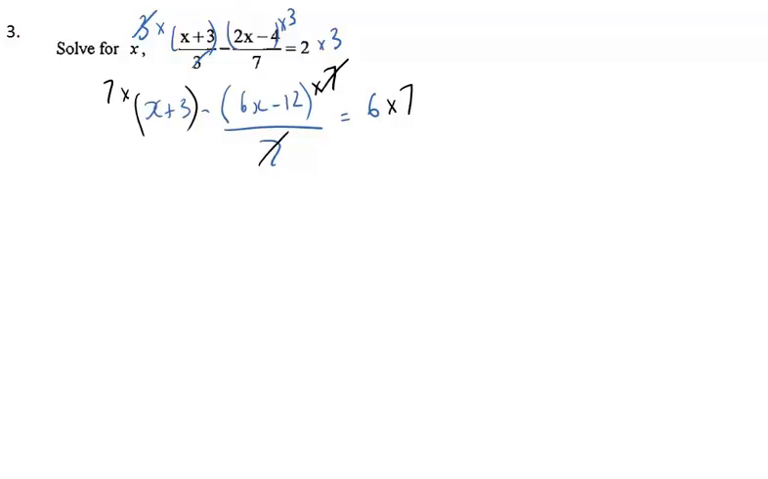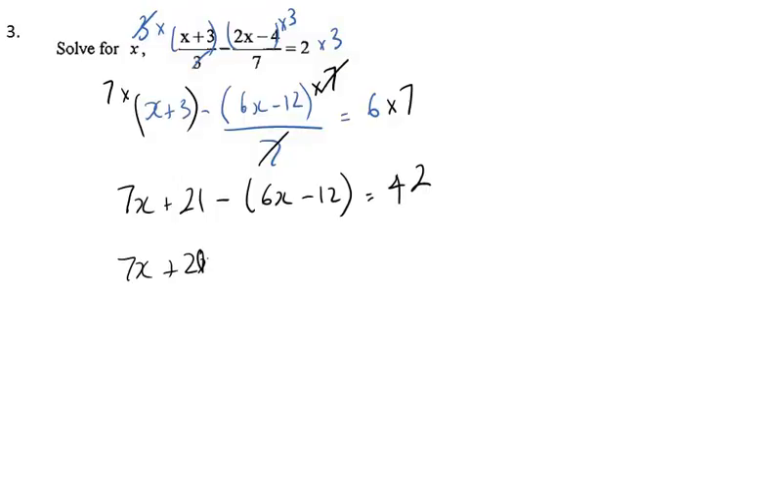These cancel out. 7 times x is 7x. 7 times 3 is 21. Here we've got 6x minus 12. Notice that I've left it in the bracket because we have 2 negatives. We don't want to get confused. And 6 times 7 is 42. So now we've got 7x plus 21 minus 6x, minus becomes plus 12, is 42. 7x minus 6x gives us x. 42 minus 21 minus 12 will give us 9.